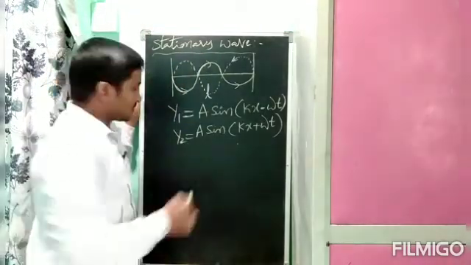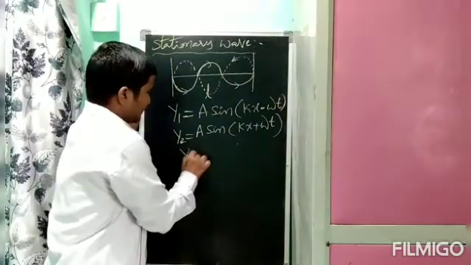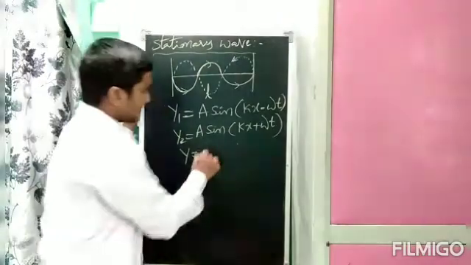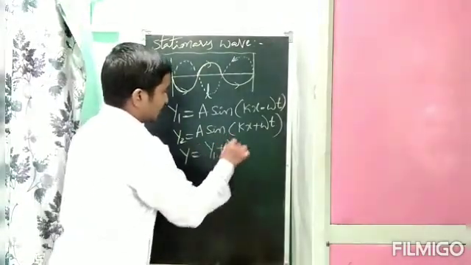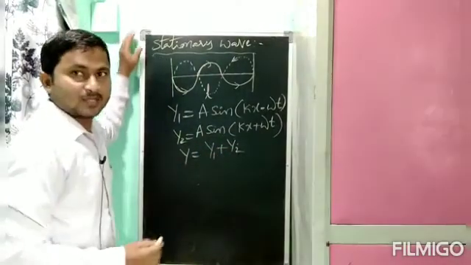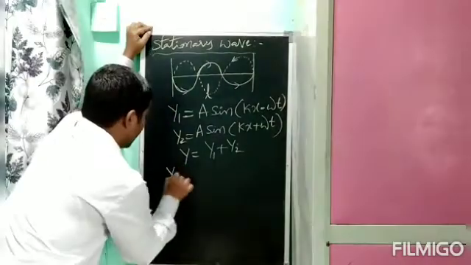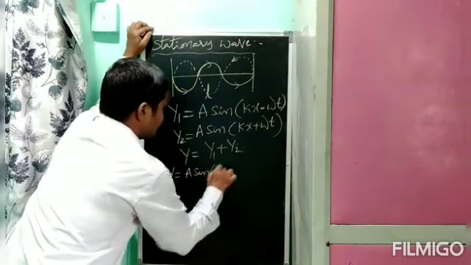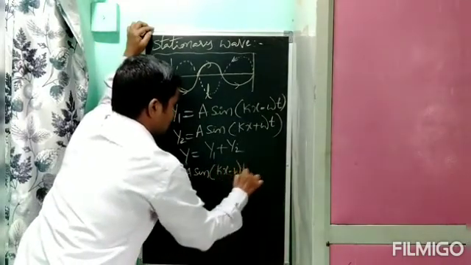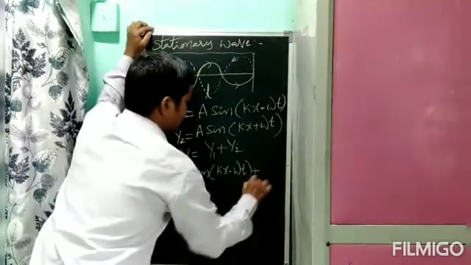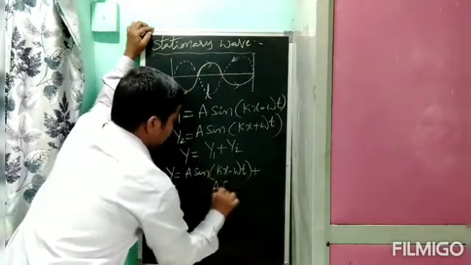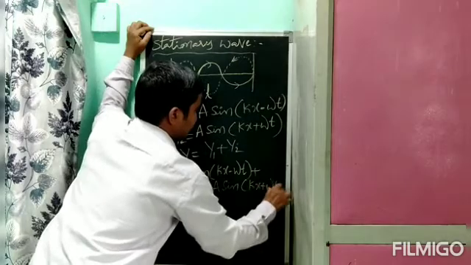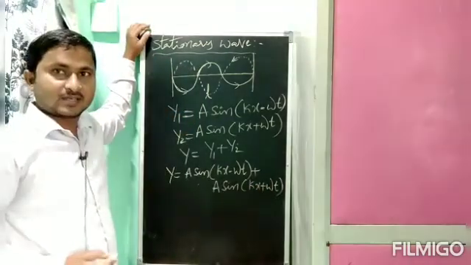According to the principle of superposition of waves, the resultant displacement is given by y equal to y1 plus y2. Then y equal to a sin(kx minus omega t) plus a sin(kx plus omega t).